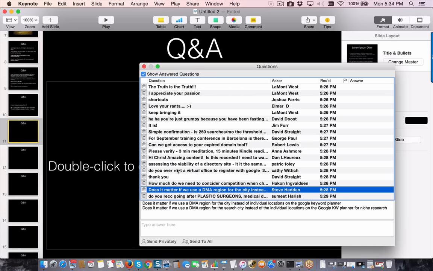Does it matter if we use the DMA region for the city instead of the individual locations in the Google Keyword Planner? That's a great question. Yeah, it's going to matter hugely. You could safely use a DMA on that. You'd be fine. It's within reason. If you decide to use just the city location, I wouldn't use just the city, like Phoenix. The other alternative is to use Phoenix plus no more than a total of 10, including Phoenix suburbs. So if you're in Phoenix and doing that, it's going to be Phoenix, Mesa, Scottsdale, Gilbert, Peoria. I'm up to 5 right now.